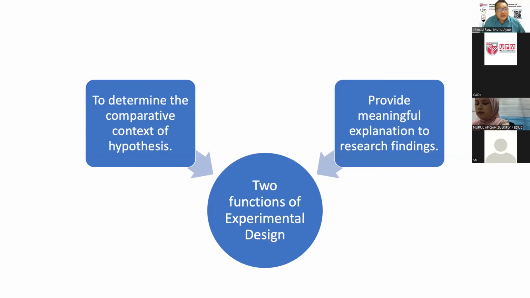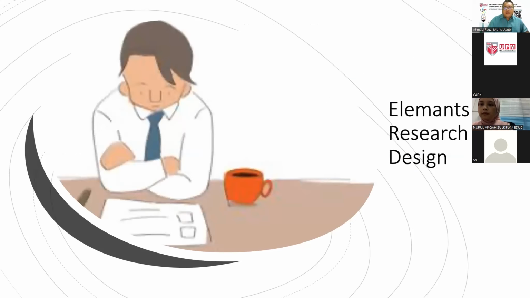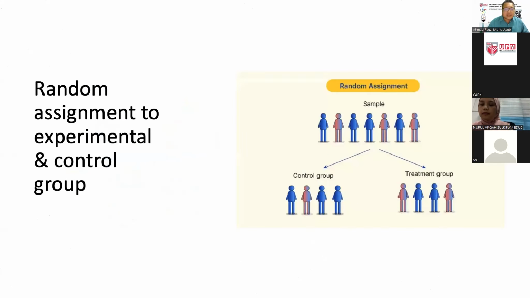Okay, all right. So in the experimental design, we want to compare the hypothesis, whether the intervention has produced a significant performance compared to the control group, and then towards the end, to provide a meaningful explanation to a research finding. So these are the two main functions of the experimental design. Okay, so these are some of the elements in the research design.